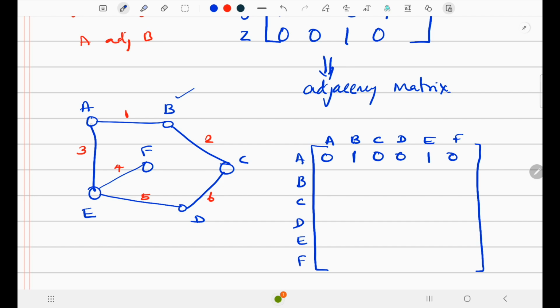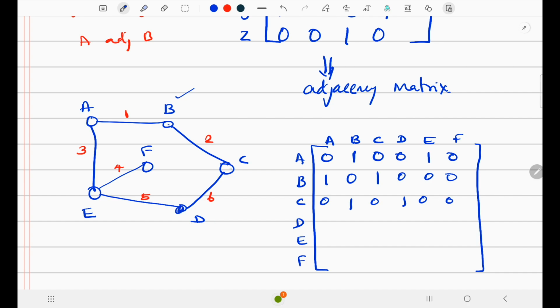So B has a direct link between A and C. The rest is 0. And come to C. C has a direct link between B and D. So the rest is 0. Clear? Very easy. And then D.